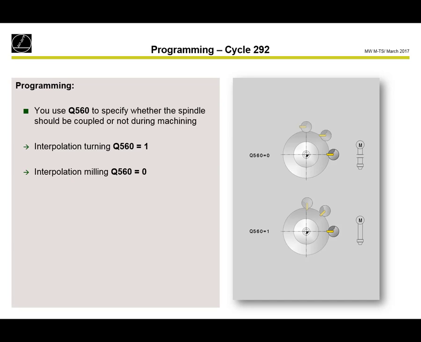Okay, for programming you can decide the parameters, so spindle coupling yes or no. If you say yes, so 1, then spindle coupling is active, then the spindle is oriented during the movement always to the middle of the machining. Or if you say 0, then no spindle coupling is active, then you can do it with a milling tool.